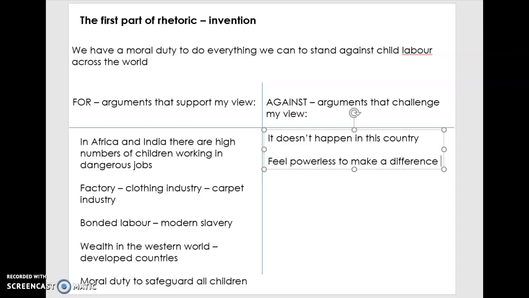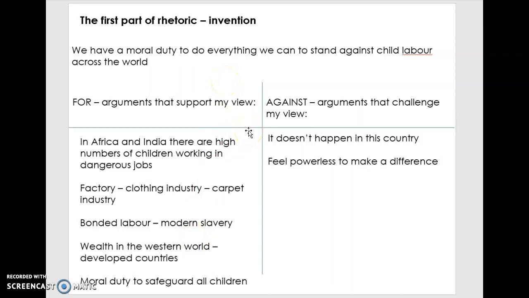People sometimes feel powerless to make a difference. People feel that actually, because it's happening in different countries and because we're only small voices, they might feel that they're powerless to make a real difference. So therefore they use it as a reason why they can't do it. So those are just my initial ideas. That's my first bit of my invention stage.